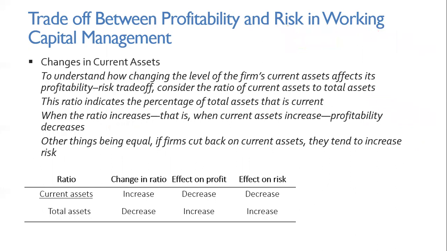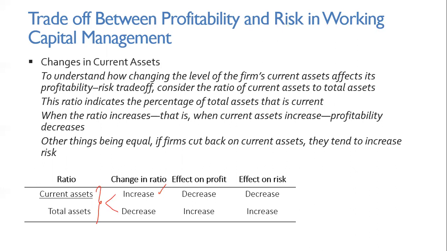So if there are changes in current assets, to understand how changing the level of the firm's current assets affects its profitability, let's consider a ratio. One ratio is this current asset to total asset ratio. This ratio indicates the percentage of total assets that is current. Now, when this ratio increases, it means there are more current assets in the company.